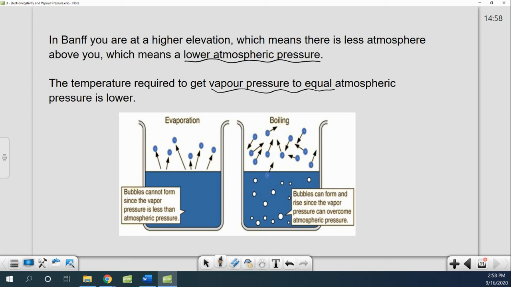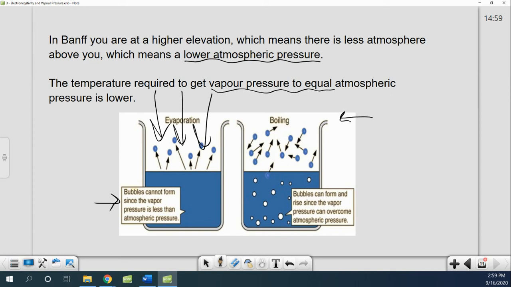This also means rice would cook slower in Banff, unless you were using a pressure cooker or something, because the water wouldn't be at 100, it'd only be at 95. And so we got a little bit of a difference here between evaporation and boiling. In evaporation, bubbles can't form because the vapor pressure is less than the atmosphere. I have the atmosphere trying to hold all this stuff into place, and so only 1 or 2 particles can escape if they happen to be on the really high end of average speed.